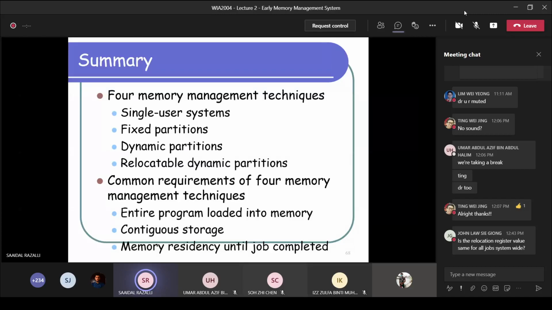Okay, summary. The systems: fixed partition, dynamic partitions, and relocatable dynamic partitions, or compaction. We compact all the external fragmentation. Common requirements for memory management techniques: entire program loaded into the memory, contiguous storage and memory until job completed.